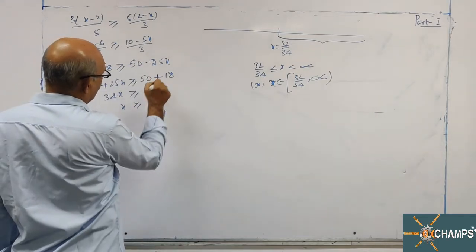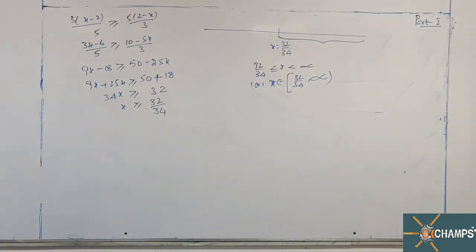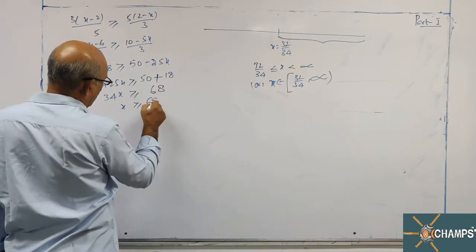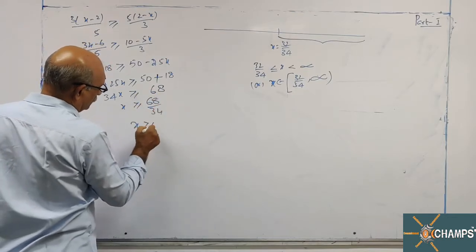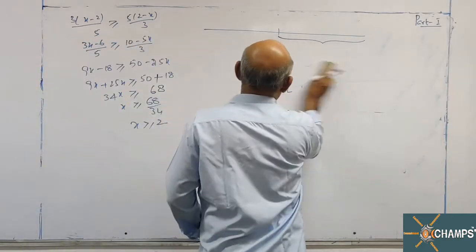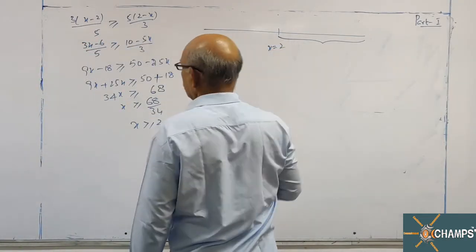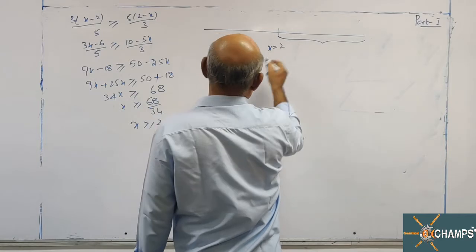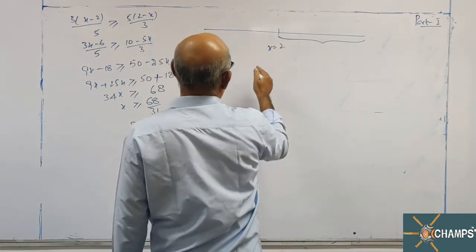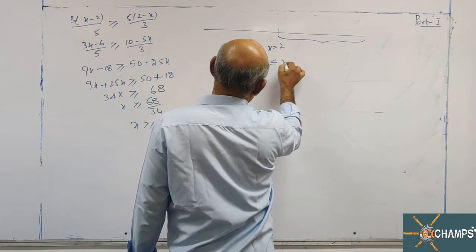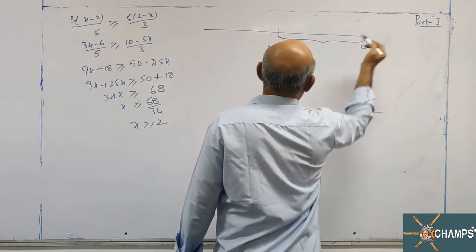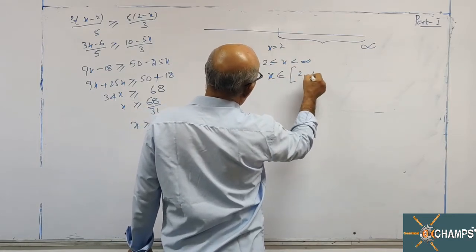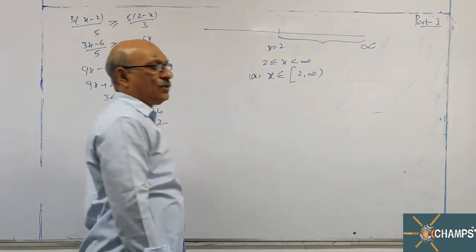Minus 18, if I take to the other side, it is plus. So 68 by 34 means 2. x is equal to 2 here. Minus 18 will become plus, minus 25 will become plus. So x is 2. The equal to sign is there in the inequality. 2 is included. So 2 less than or equal to x, x less than infinity, or x belongs to 2 to infinity.